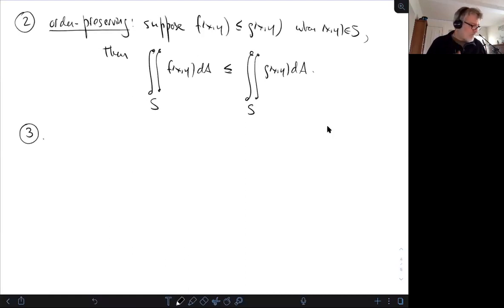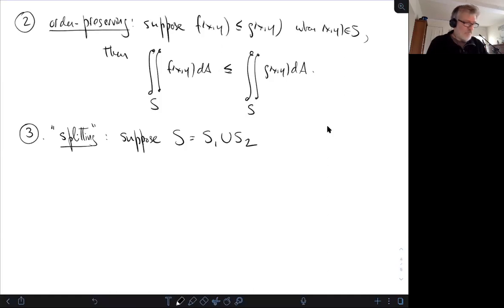The third one is what I call splitting. This is not an official term. It's just for me to remember it, okay? This is similar to a property you saw in Cal 2, which if you remember, if you have the integral from a to b and the integral from b to c, their sum is the same as the integral from a to c. This is similar, but way more general. And so here is the statement. Well, suppose that your region S is the union of two pieces, okay, which don't overlap, okay?